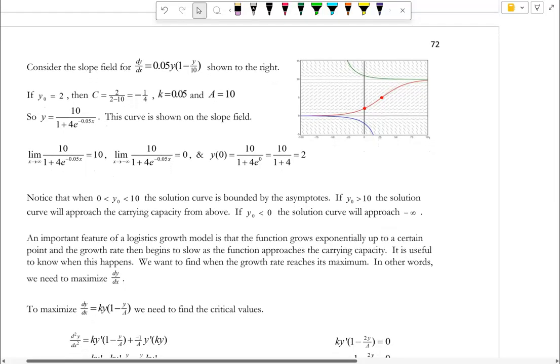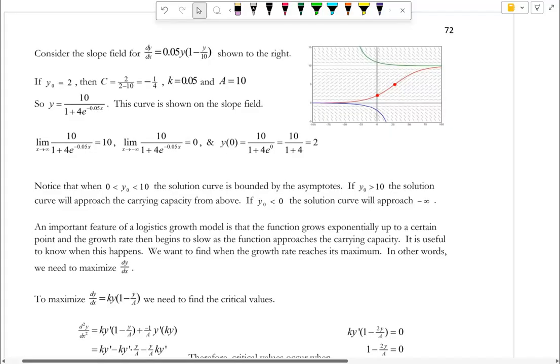All right, so on this next page, we have a slope field at the top of page 72, and this is a slope field for this particular differential equation. dy/dx is 0.05y times 1 minus y over 10. And so I need to be able to recognize this form of dy/dx and recognize that this is a logistic growth model.